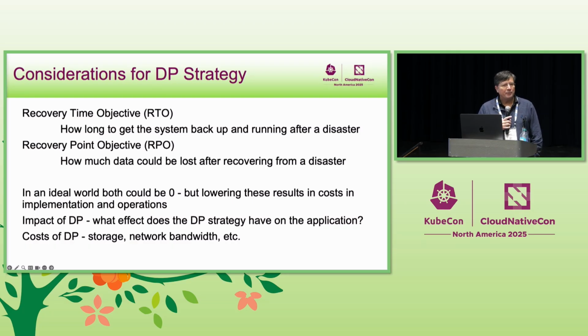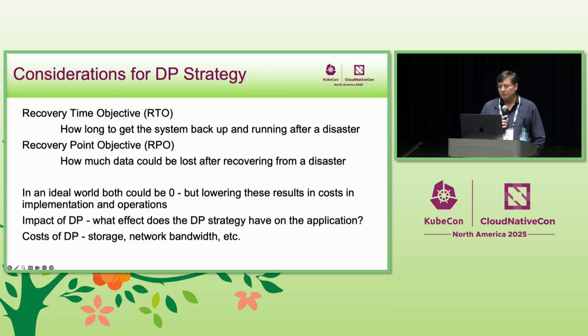So for data protection, there's a couple of industry standard terms. There's RTO, which is the recovery time objective, and that's how long it's going to take to get the system back up and running after a disaster. And then you've got an RPO, which is your recovery point objective, which is how much data you might lose after recovering from a disaster. So ideally, both of these would be 0, but there's costs associated with them, both in terms of running costs and costs involved in making your application work with some of these strategies.